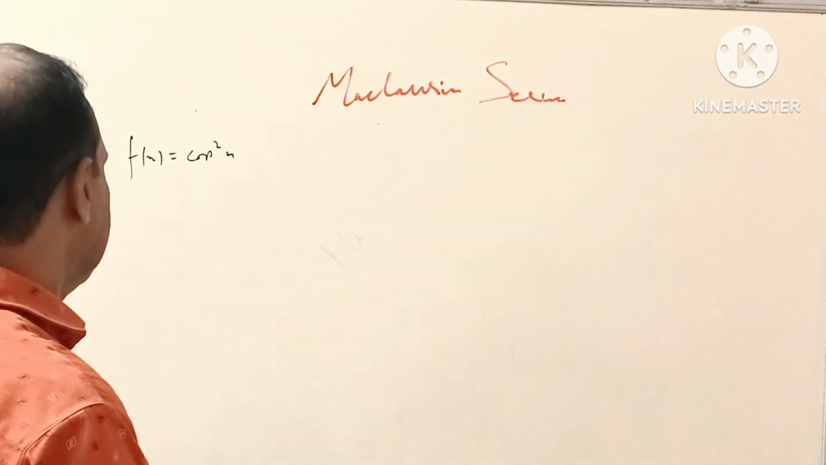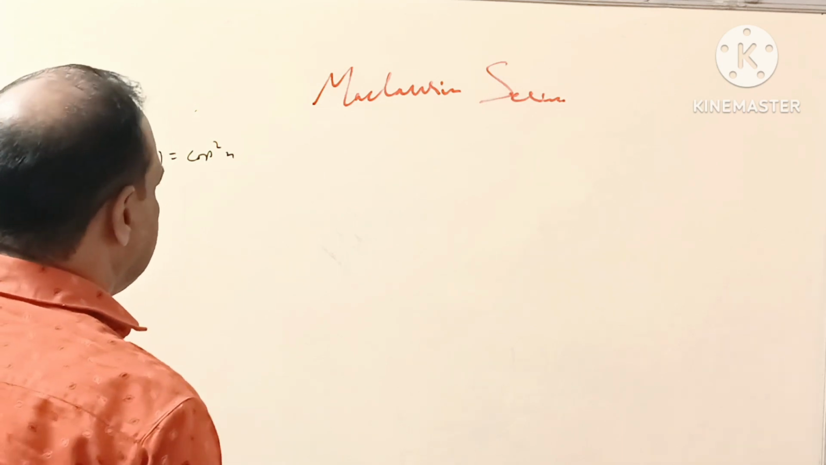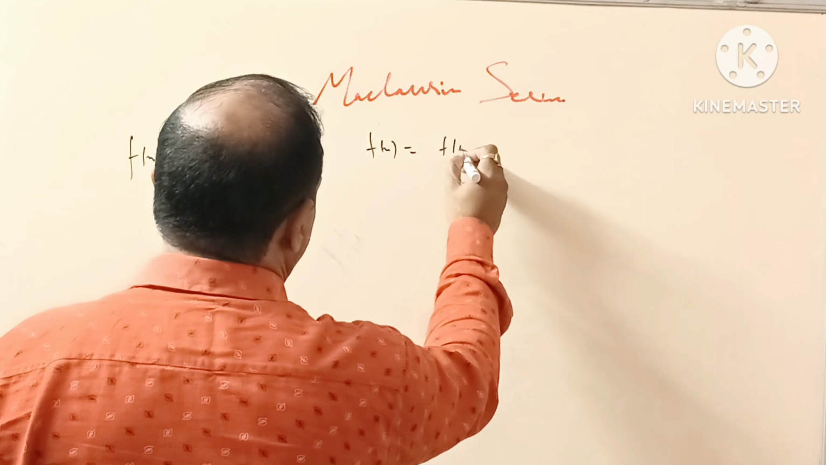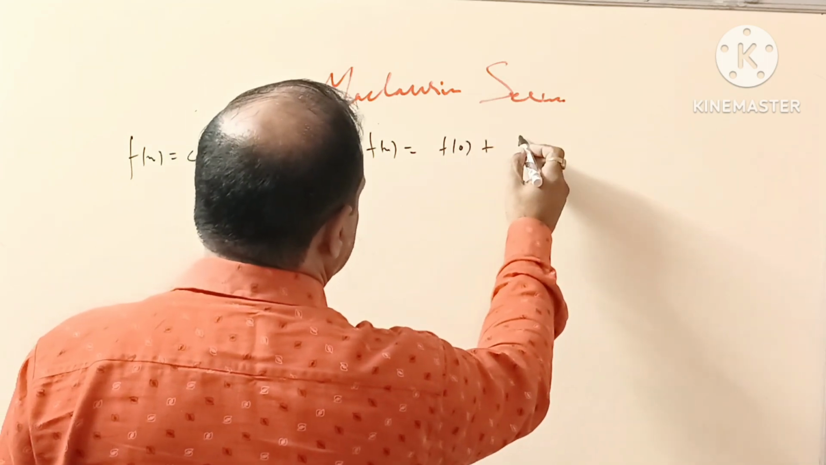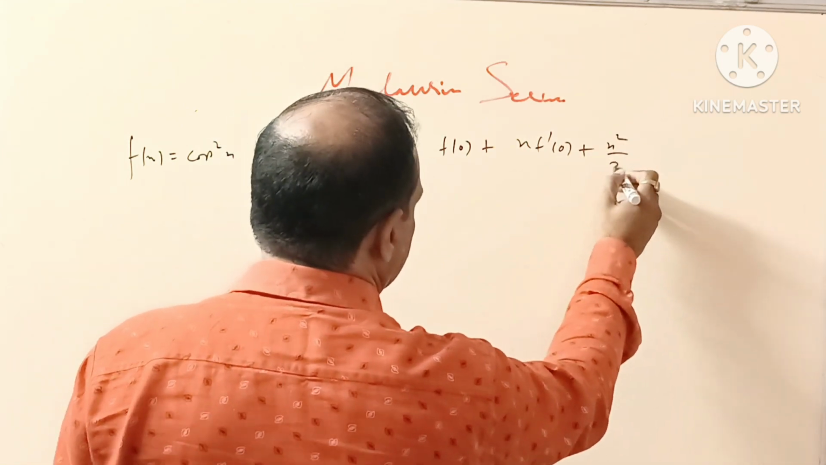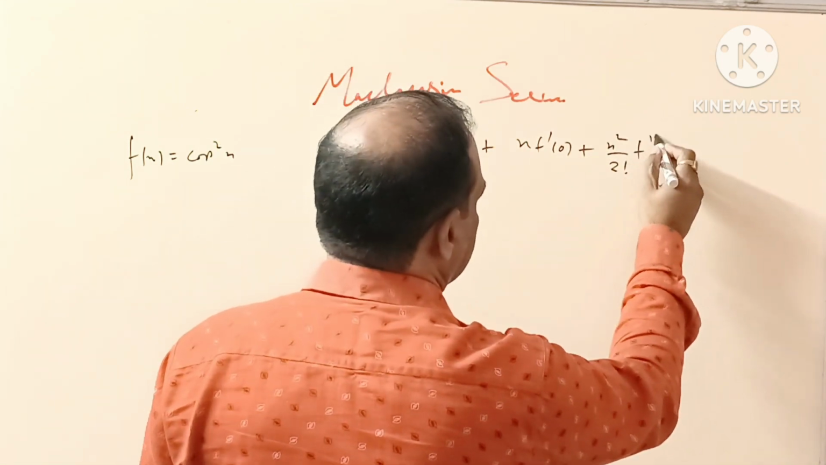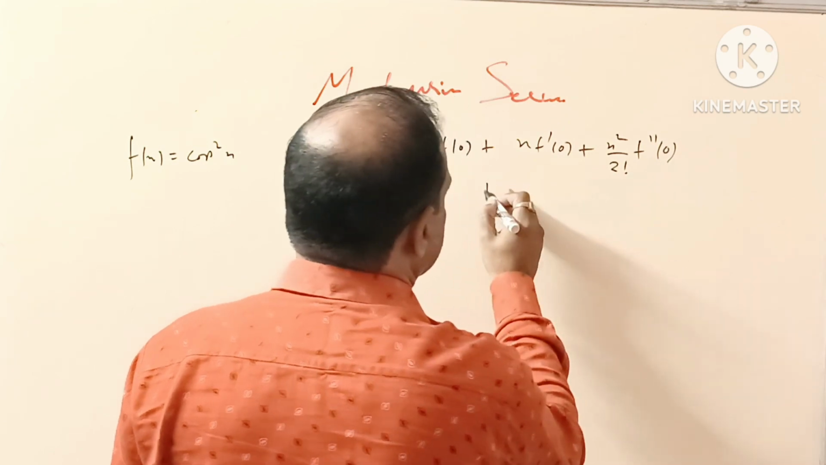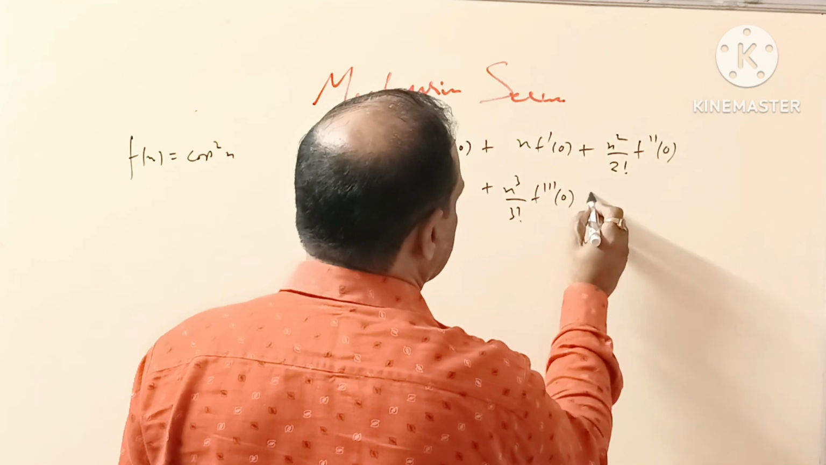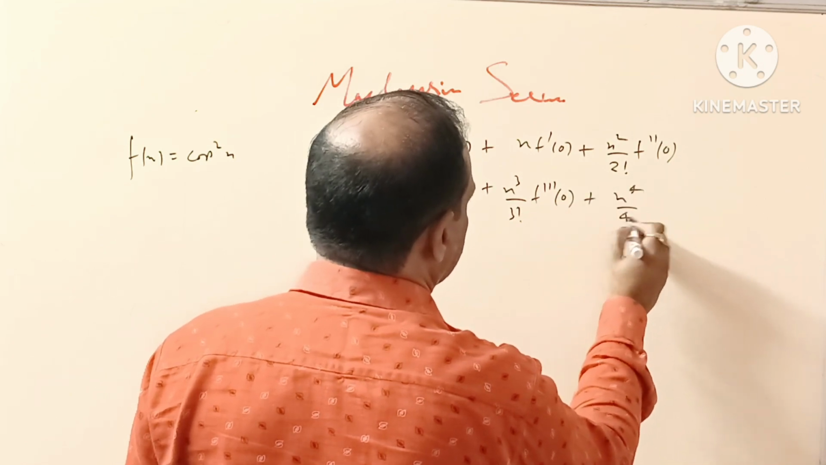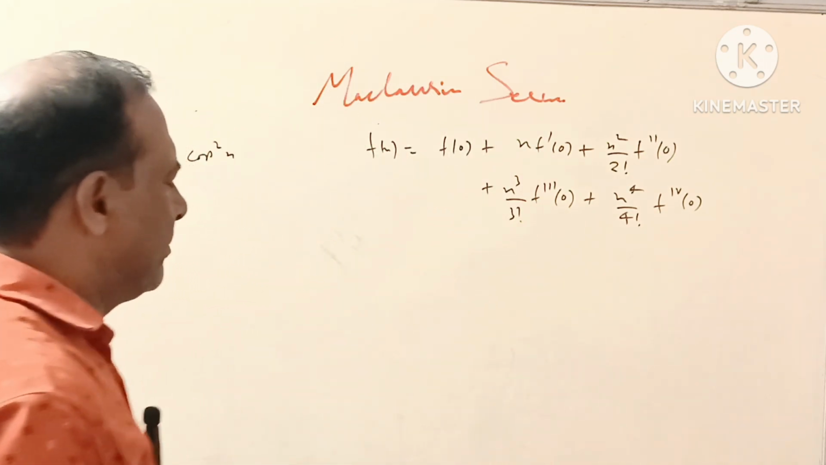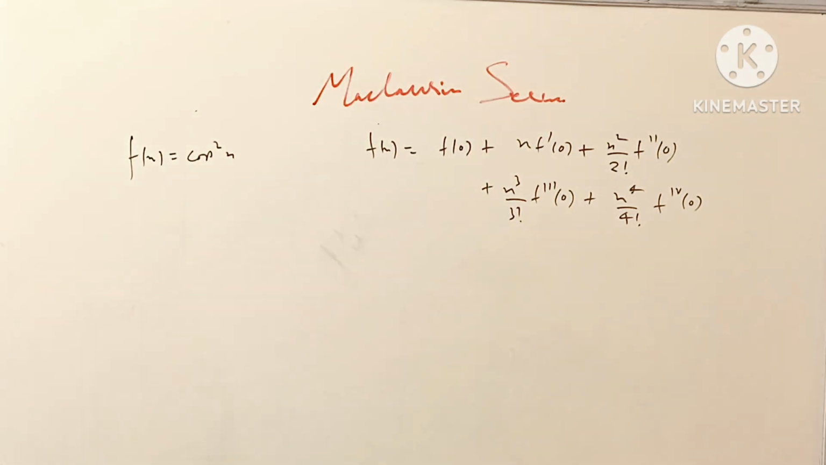The thing is, first, the formula for f(x) here is f(0) plus x f'(0) plus x square over 2 factorial f''(0) plus x cube over 3 factorial f'''(0) plus x power 4 over 4 factorial f⁗(0), the fourth differentiation. Up till 4 terms we are taking, up to the 4th differentiation.